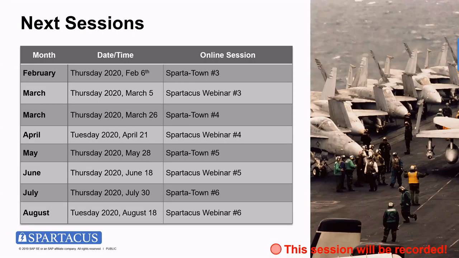We also have set up a schedule of all of our sessions for the first half of the year. Every month we have one online session. One month is the Spartacus webinar. The other month is Sparta-Town. The focus of Sparta-Town is pretty much sharing technical experience. And the focus of the Spartacus webinar is sharing the status, the more detailed status of the project. Our next session is March 5th. That's for the Spartacus webinar.